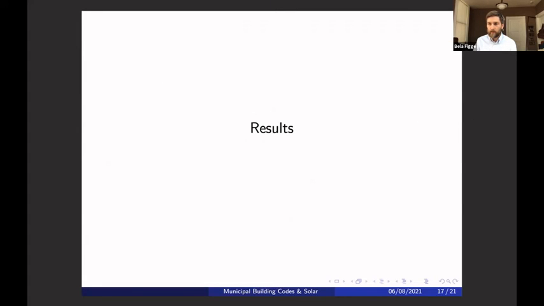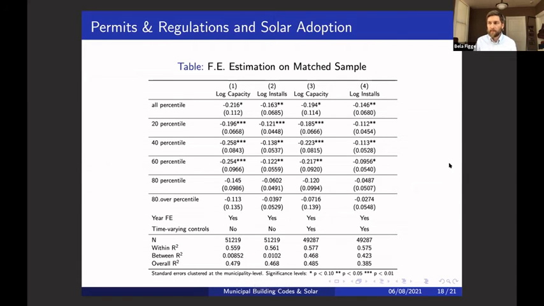Let me tell you what we find here. So the results for municipalities that have implemented permit requirements or regulations. We have 4 columns here. We always have the log capacity in columns 1 and 3, and the log installations in columns 2 and 4. So we can think of the installations as the extensive margin, right? How many installations were installed, and then the capacity as the intensive margin. Each cell in this table is one of the beta estimates in the specification I showed.